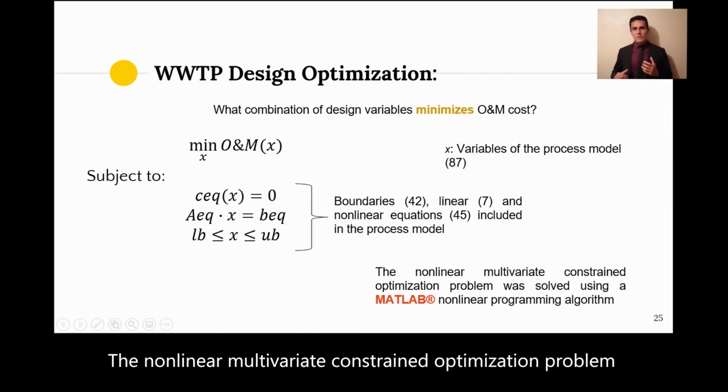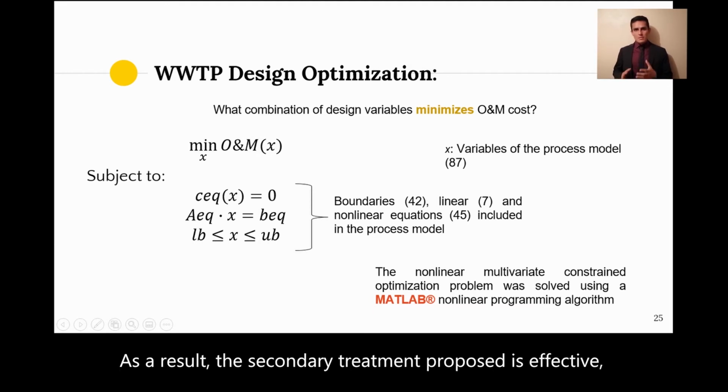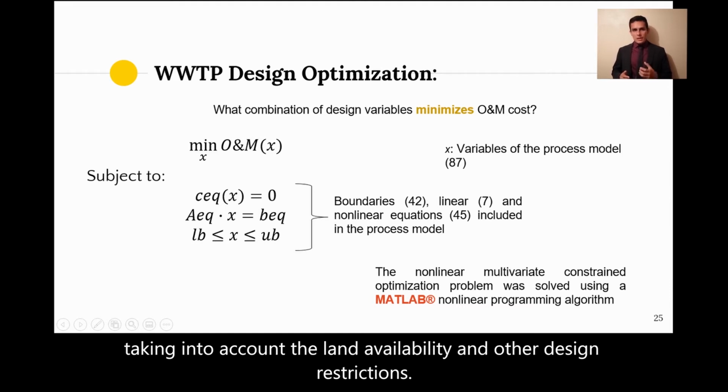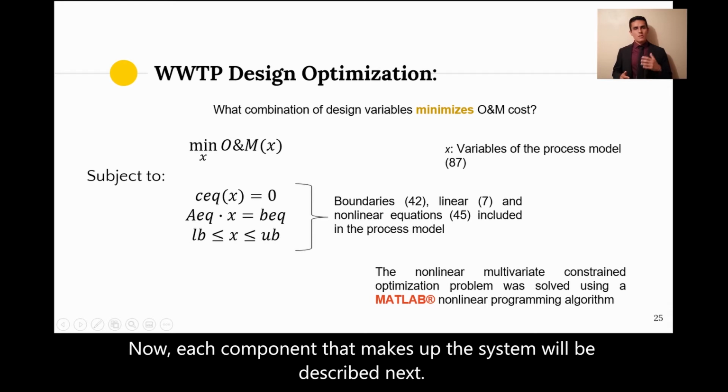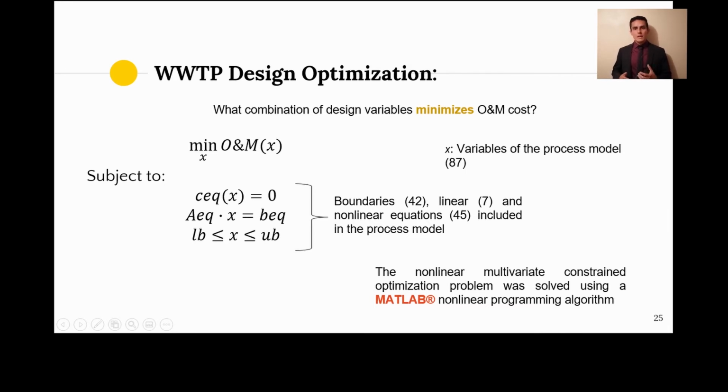The nonlinear multivariate constrained optimization problem was solved using the MATLAB nonlinear programming algorithm. As a result, the secondary treatment proposed is effective and also minimizes the operational maintenance cost, taking into account the land availability and other design restrictions. Now, each component that makes up the system will be discussed next. Also, the dimensions of each component will be displayed on screen.